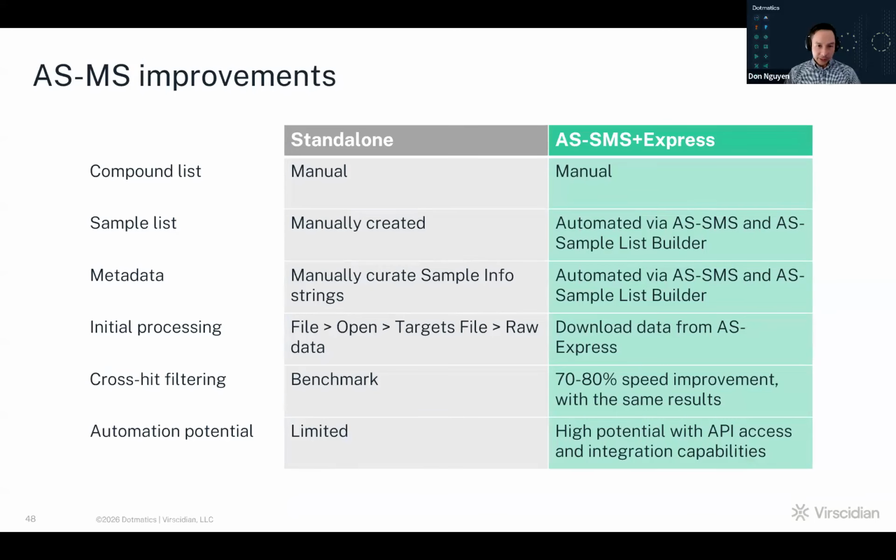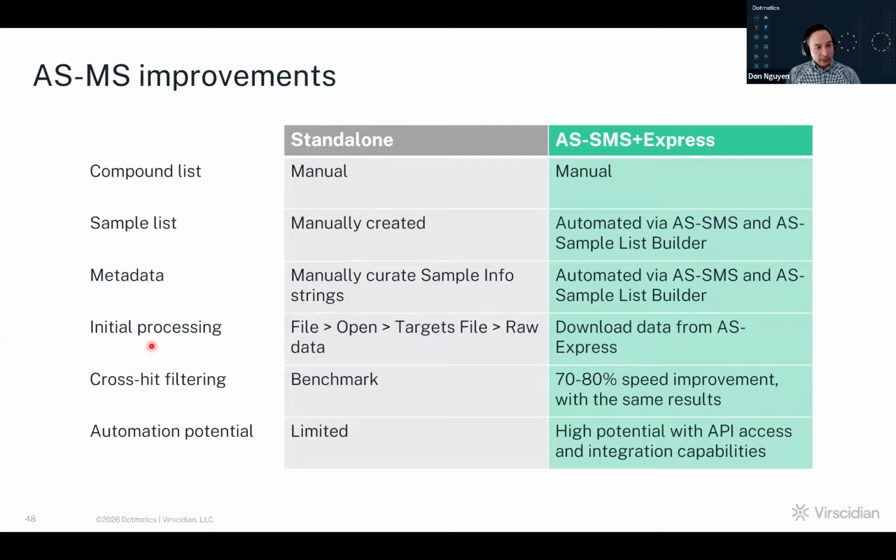Right, so in summary, most of our clients are still operating ASMS in a standalone environment, right? But we've made some really big improvements that include SMS and Express. When it comes to creating a compound list, this is still a manual step. We need to start this somewhere, so manual compound list creation is unavoidable. But sample list and metadata generation is now automated, and this makes things so much easier than operating in a standalone environment.